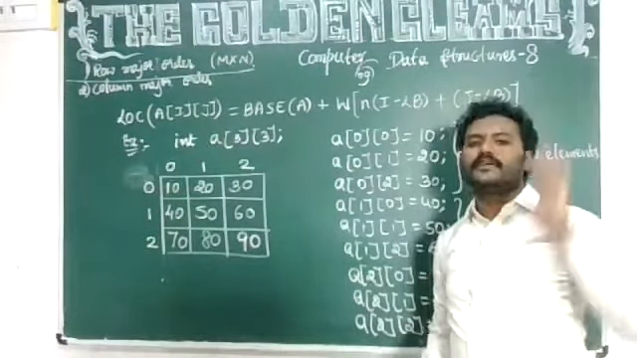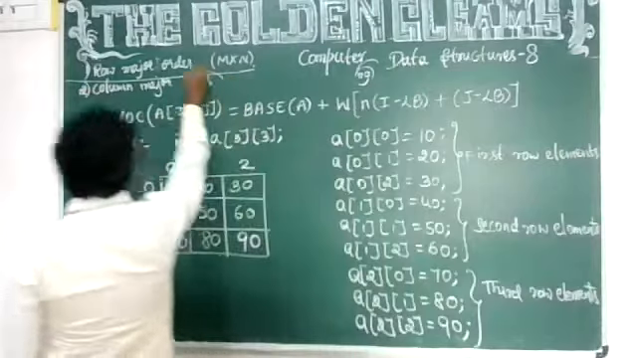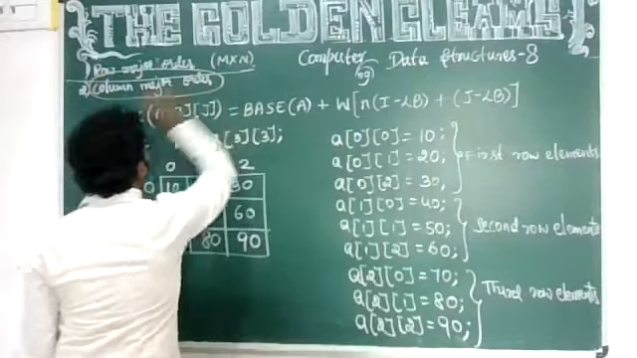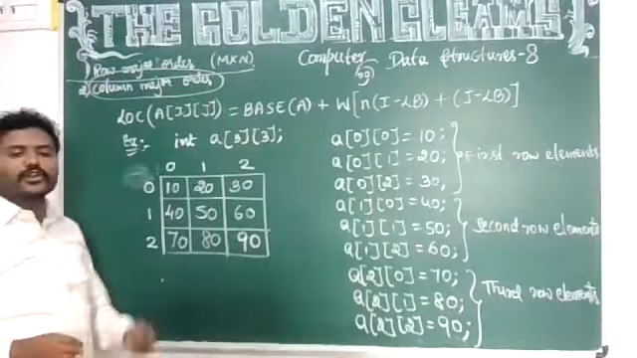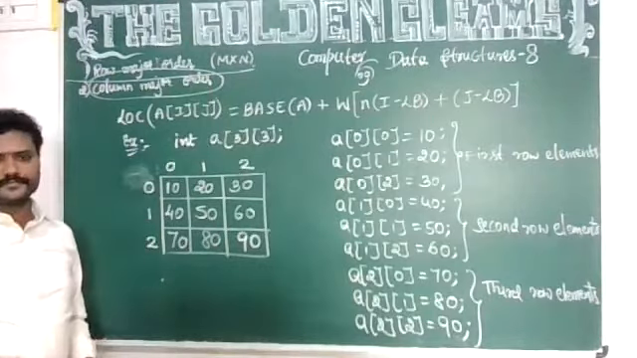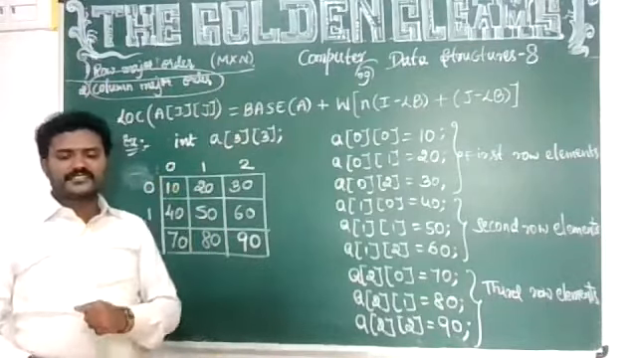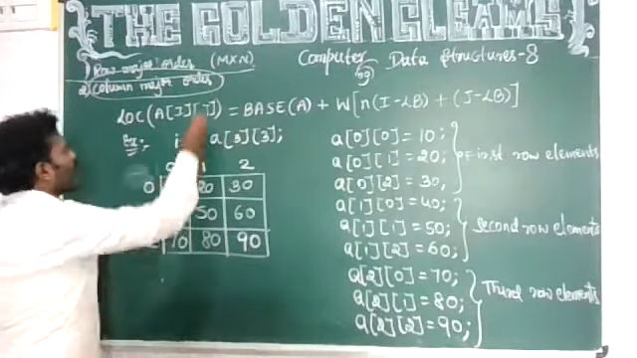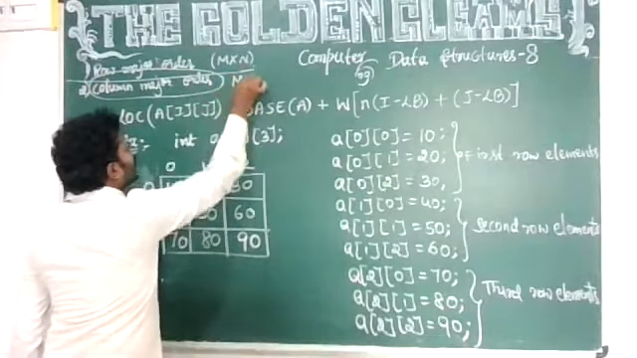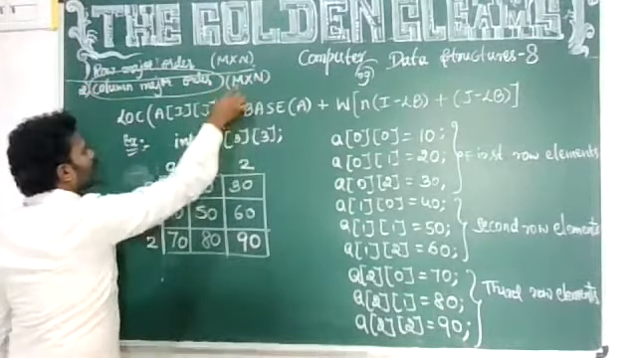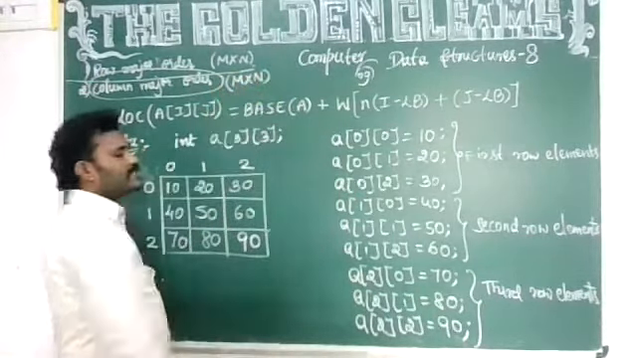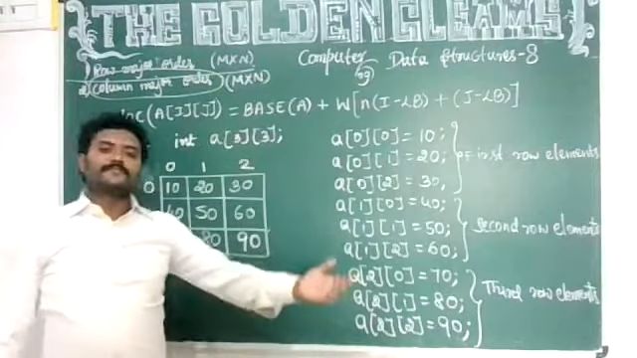Take the point number 2, which is called column major order. Right, students? The explanation is the same. Array elements are stored in the order of m into n, that is, m rows and n columns. What explanation did we give there?